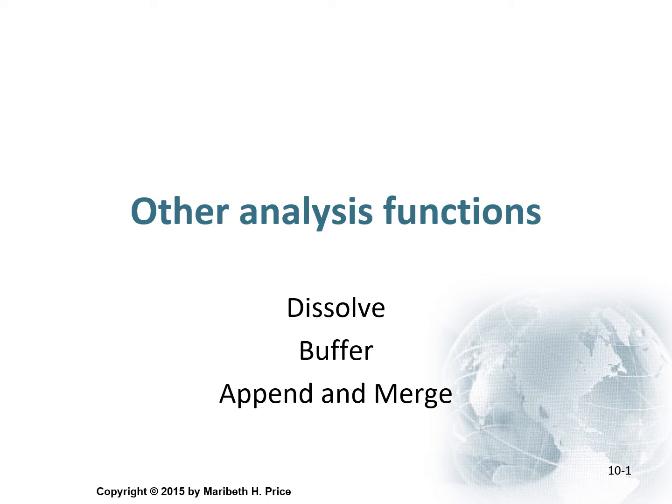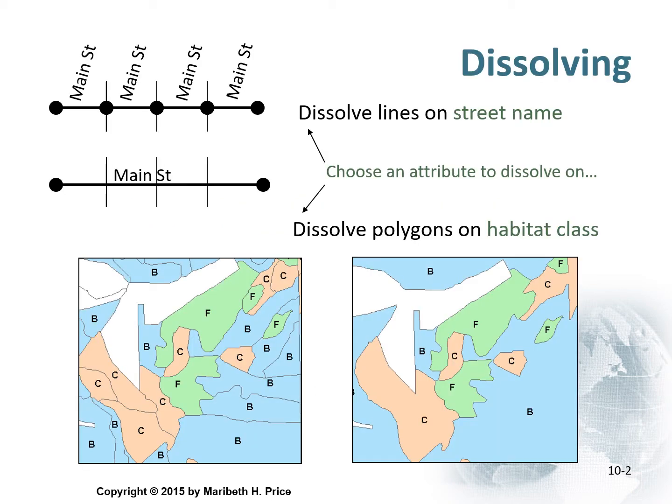Functions that we talk about when we talk about overlaying and geoprocessing. We're going to talk about dissolve, buffer, append, and merge. Polygons on a habitat class.